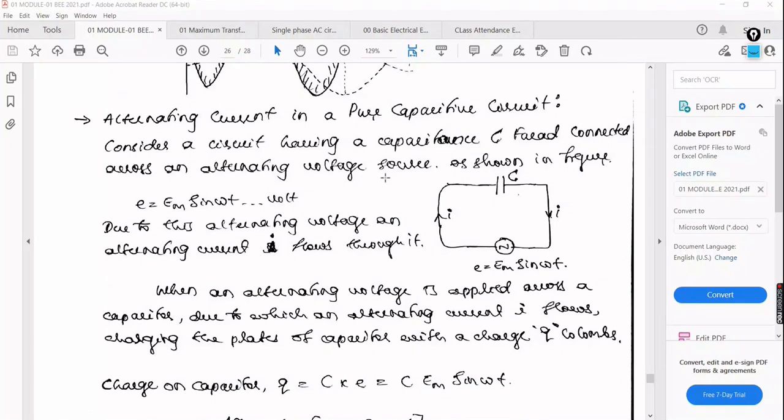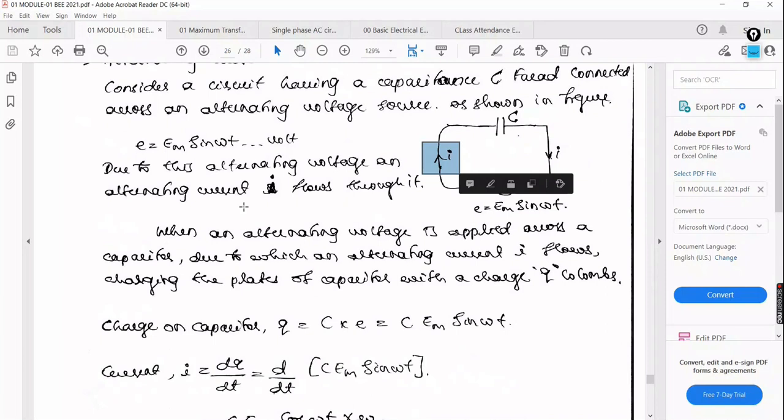...current which is to be applied to that of a pure capacitive circuit. What is the capacitance? The property of the capacitor by virtue of which it opposes the storage of charges in it, that itself is called capacitance. Here e equal to Em sine omega t is applied to a pure capacitor, which will cause the current I to flow.